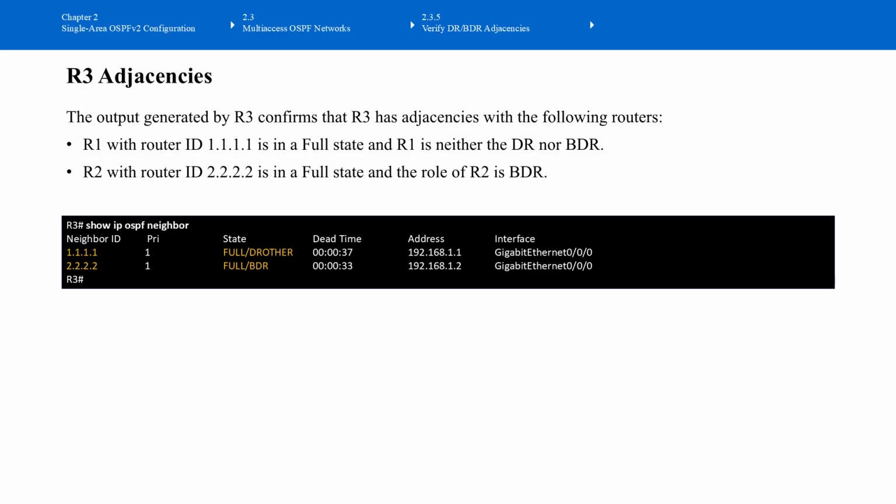This output is from R3, which is the DR. Show ip ospf neighbor shows that we have 1.1.1.1 is the full DR other, R1 is the DR other. R3 has a full adjacency with R1. The 2.2.2.2 implies full BDR, where R2 is the BDR. R3 has a full adjacency with R2.